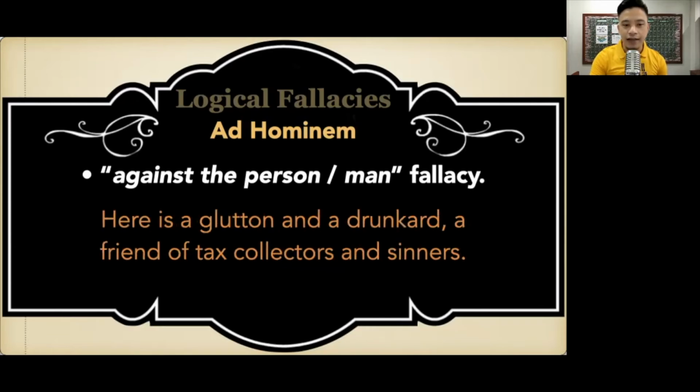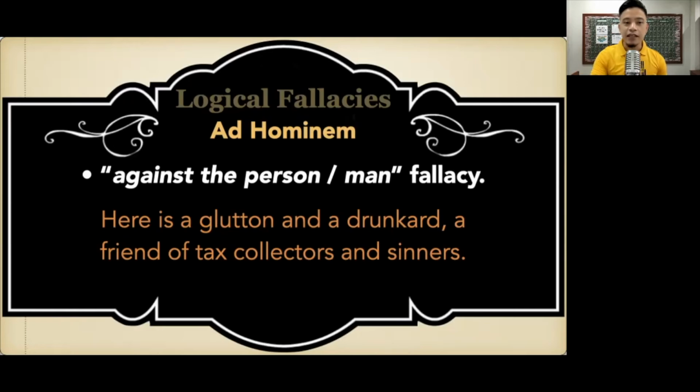Here is a glutton and a drunkard, a friend of tax collectors and sinners. Now, this ad hominem logical fallacy was used by the Pharisees against Jesus. He was labeled as a glutton and a drunkard. That assertion is only based on the fact that Jesus drinks and eats with people. He's just hanging out with people, and of course, when you're hanging out with people, you eat and drink with them. But they exaggerated things and went on to assert that Jesus is a glutton and a drunkard.